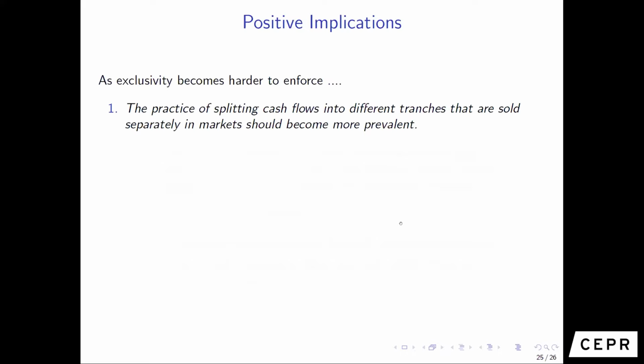The model also has positive implications that relate to some empirical observations in markets, particularly in markets for mortgage-backed securities. It predicts that, in the real world, I don't think we have exclusive or non-exclusive markets. I think we should think about how easy or hard it is to enforce some sort of exclusivity in contracts. So as exclusivity becomes harder to enforce, we should observe the practice of splitting cash flows into tranches that are sold separately in markets. This practice should become more prevalent.